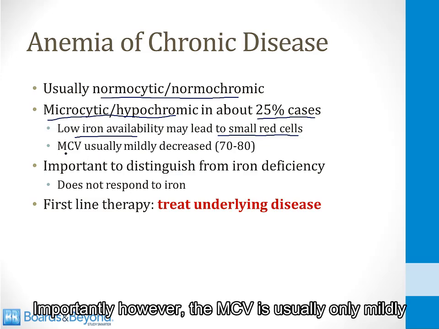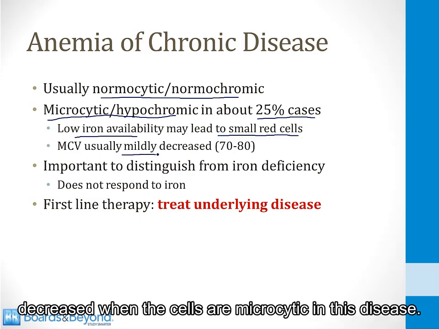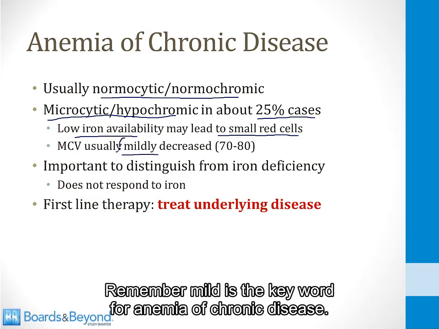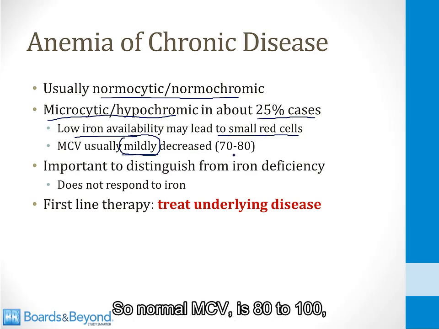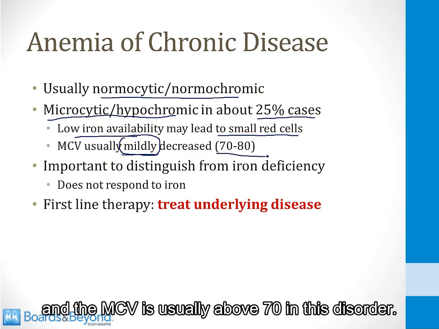Importantly, however, the MCV is usually only mildly decreased when the cells are microcytic in this disease. Remember, mild is the key word for anemia of chronic disease. So a normal MCV is 80 to 100, and the MCV is usually above 70 in this disorder.